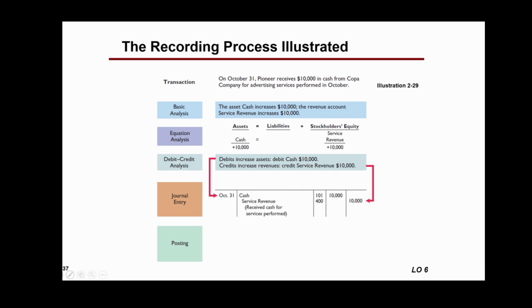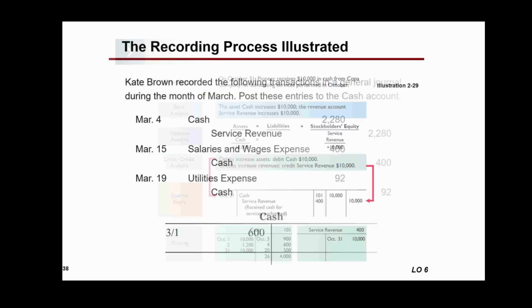The journal entry, again remember the date, then you have the debit account, credit account, and the amounts that correspond to each one of them. And underneath that you have the explanation. Any questions? Last step would be to post them to the accounts. Any questions?